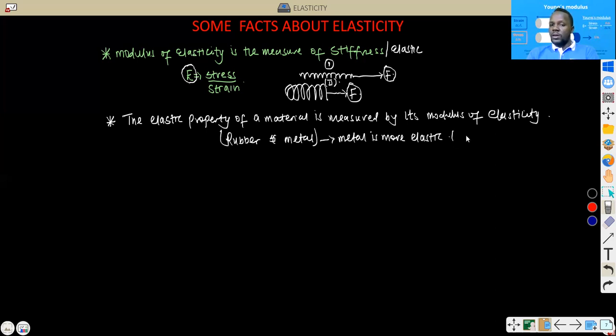The reason is because the strain in rubber is higher than that in metal. So metal is more elastic than rubber.